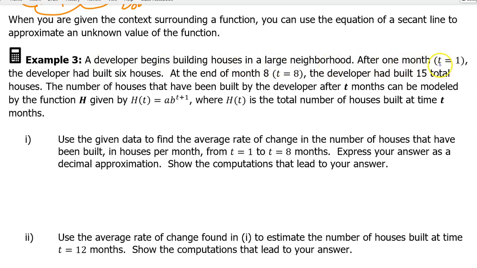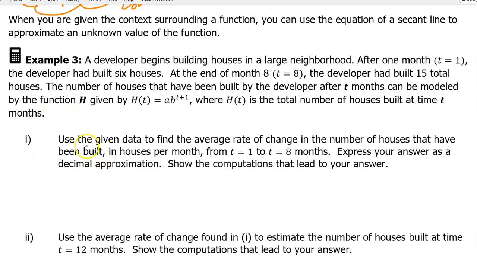After 1 month, t equals 1, the developer had built 6 houses. At the end of month 8, t equals 8, the developer had built 15 total houses. The number of houses that have been built by the developer after t months can be modeled by the function h, given by h of t equals a times b to the t plus 1 power, where h of t is the total number of houses built at time t months.